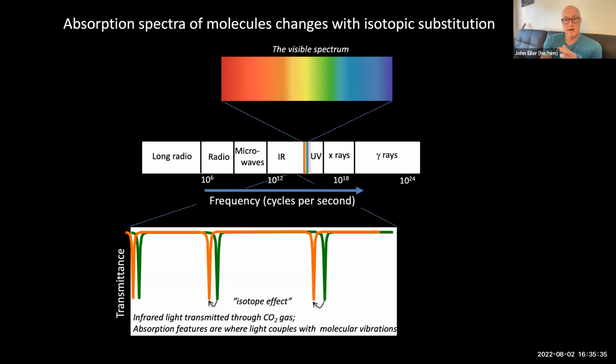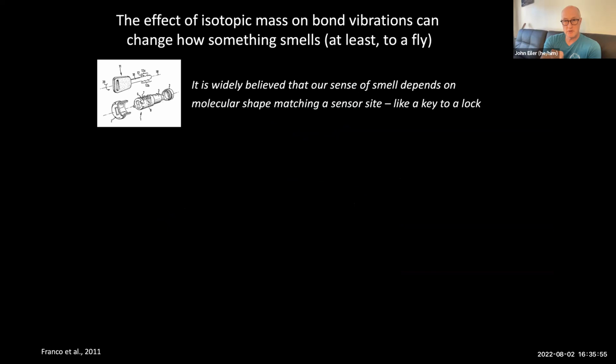When I do this on a version of the CO2 molecule that has a heavy rare isotope in it, I see all of these absorption frequencies shift to lower frequency, deeper into the infrared. And this is a simple experimental observation that tells you that this change in the dynamics of molecules occurs when you do heavy isotope substitution.